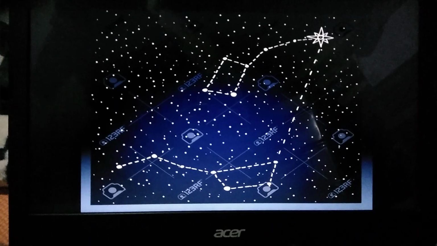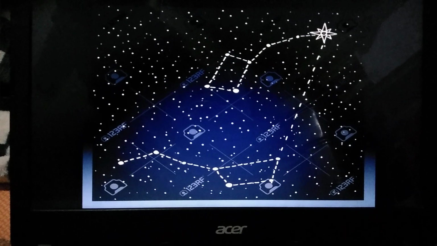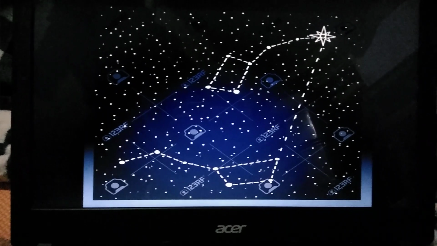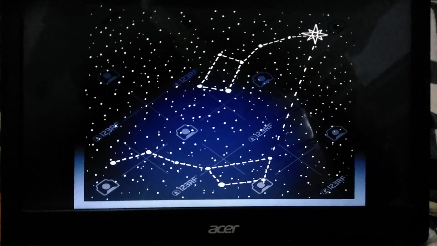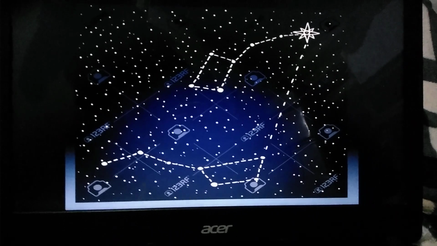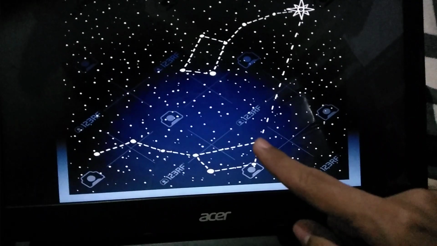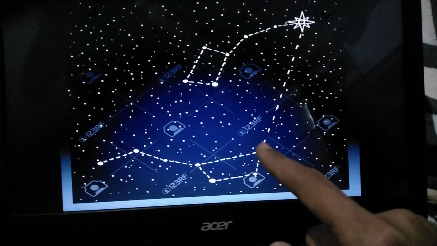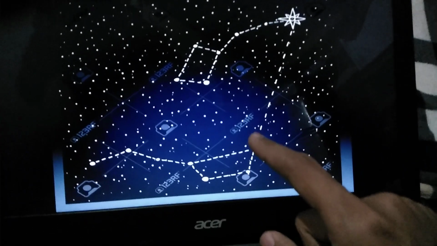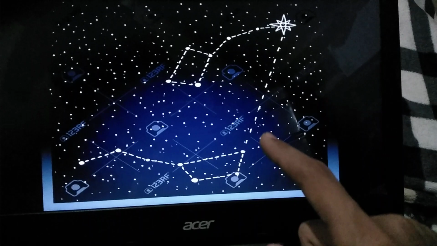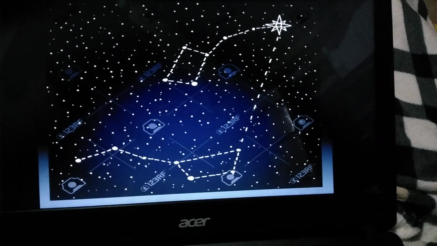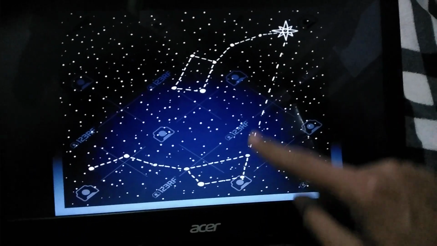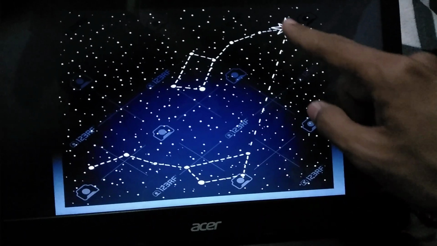How can we easily locate the Polaris? By looking at the Big Dipper. The two stars on the right side of the cup of the Big Dipper point to the Polaris. These two stars. By looking at these two stars, we can easily locate the Polaris. And this one, this is the Polaris. It's pointing towards the Polaris.